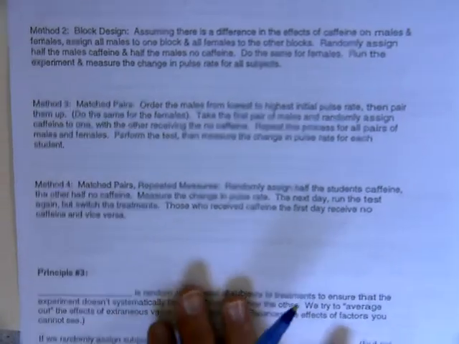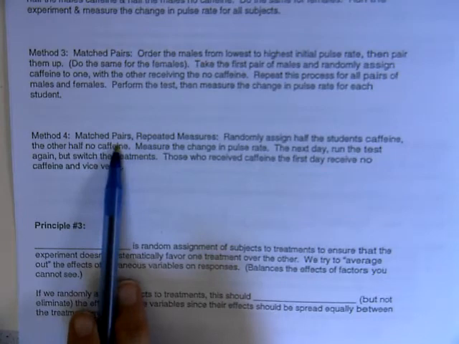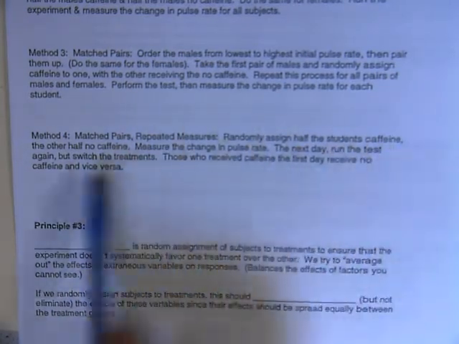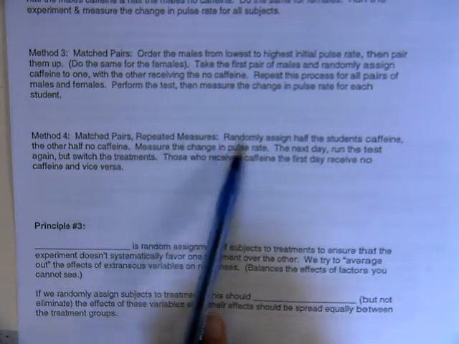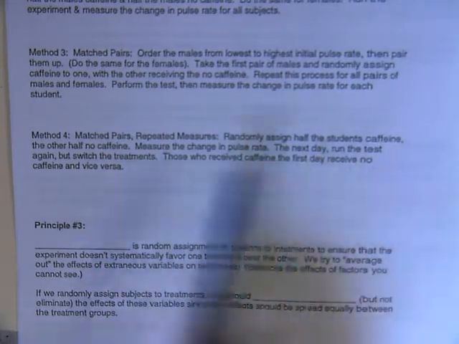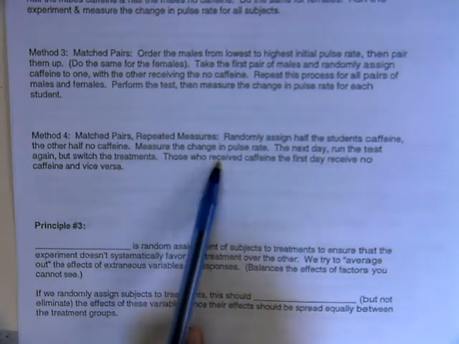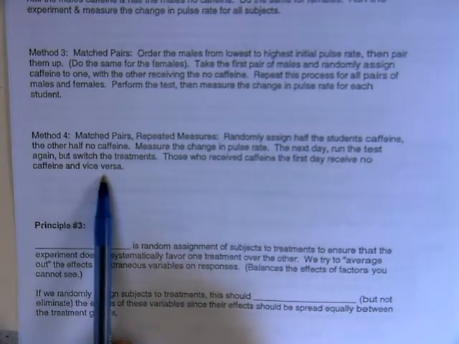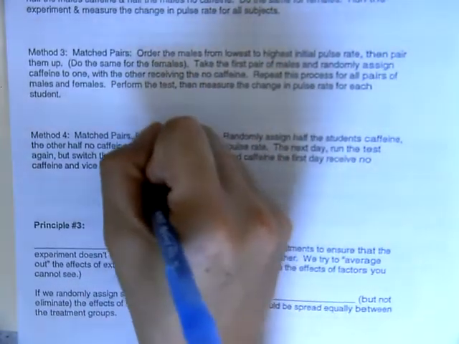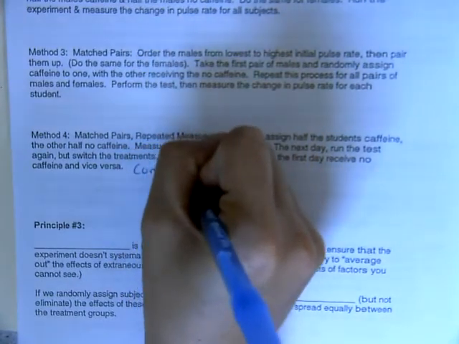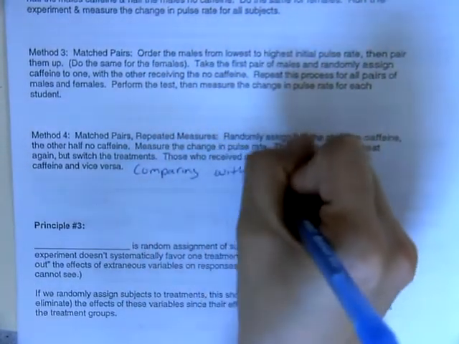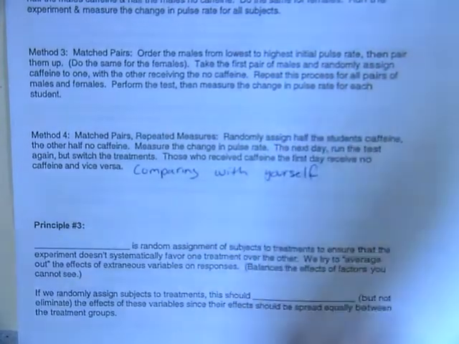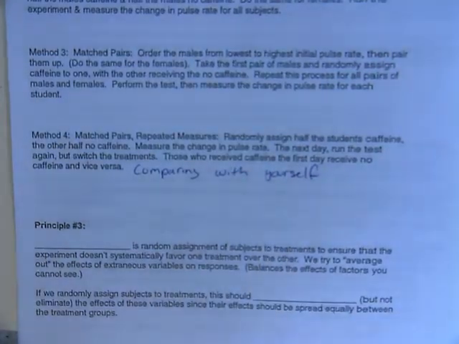Matched pairs can also be repeated measures. You can be a matched pair with yourself. So randomly assign half the students caffeine, the other half no caffeine. Measure the change in their pulse rate, then the next day do the test again, but switch. Those who received caffeine the first day receive no caffeine. So this is a matched pair. What you're doing here is comparing with yourself, which is kind of nice because you know your initial resting pulse rate anyway, so it would be easier to compare. So you can be a matched pair with yourself.